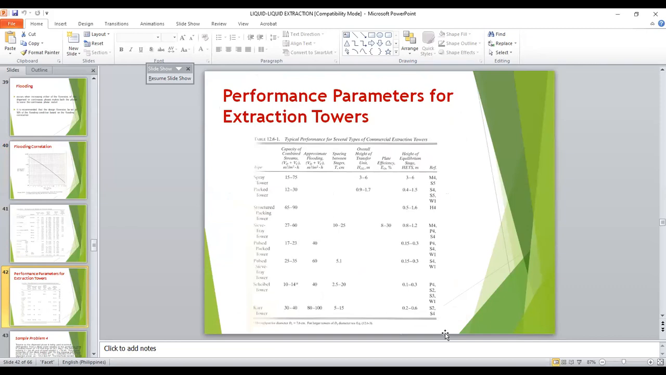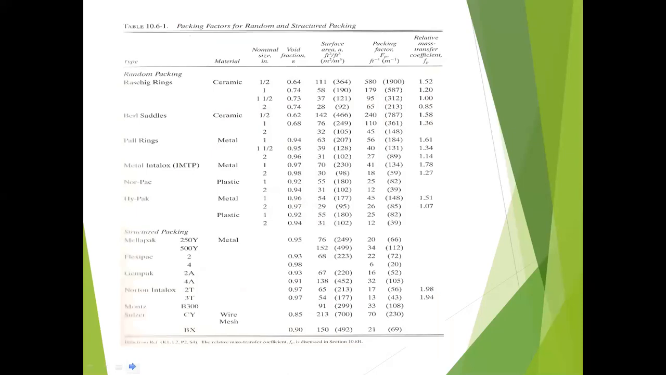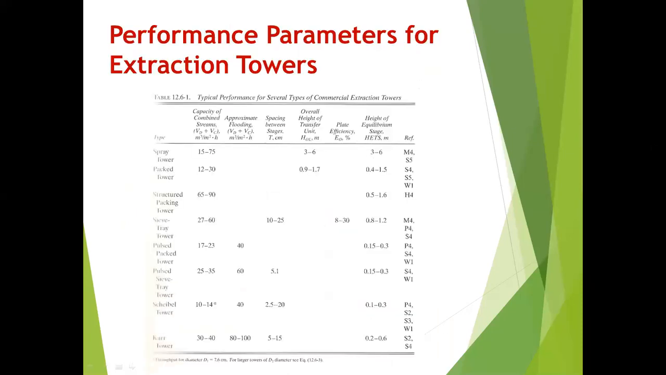Okay, this is the table that we are to use for the HETS value based on the type of tower that is being utilized in the extraction process. Now, what we're using in this problem is a packed tower. So this is the packed tower, and the range of HETS in meters is 0.4 to 1.5. So what we're going to do is get the average of this, 0.4 and 1.5.